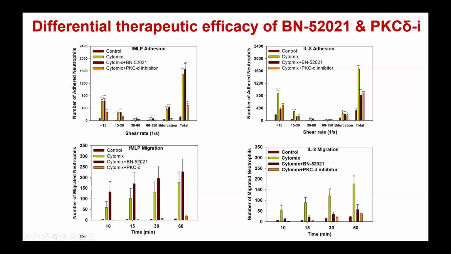And what this tells you is that our system probably could have predicted that BN52021 is not as good of a treatment for sepsis as something like the PKC delta inhibitor. So this system would be useful for determining the degree of effectiveness of a therapeutic before you get into expensive animal and even human trials using these kinds of drugs. And by the way, the BN521 worked well in animals. It just didn't work well in humans.